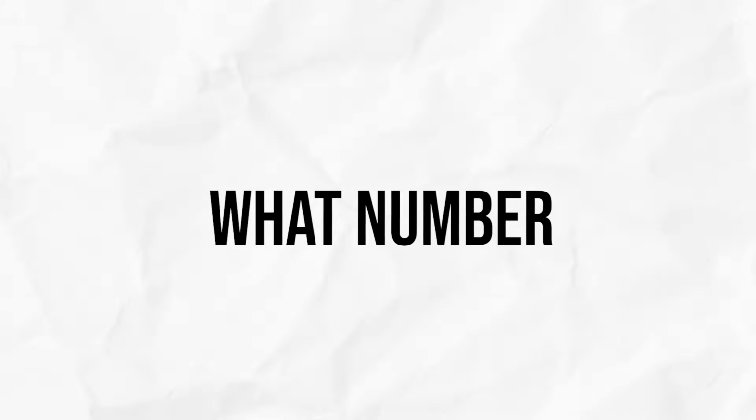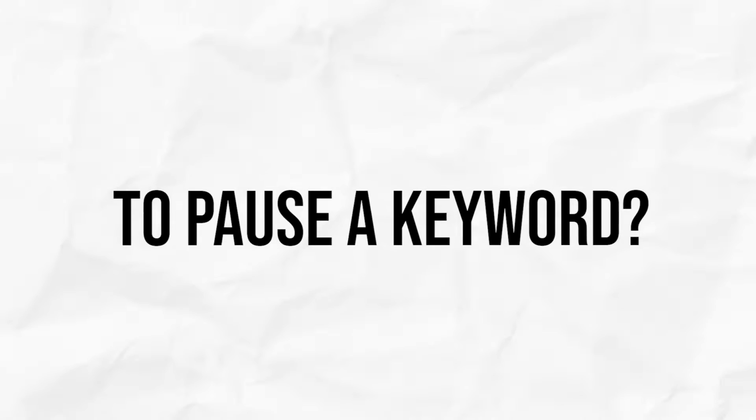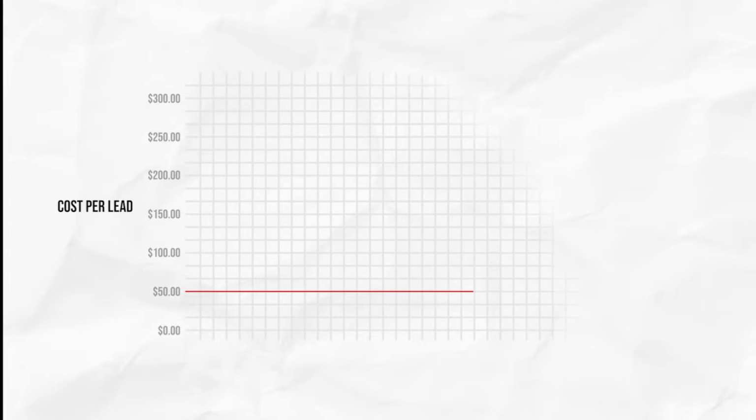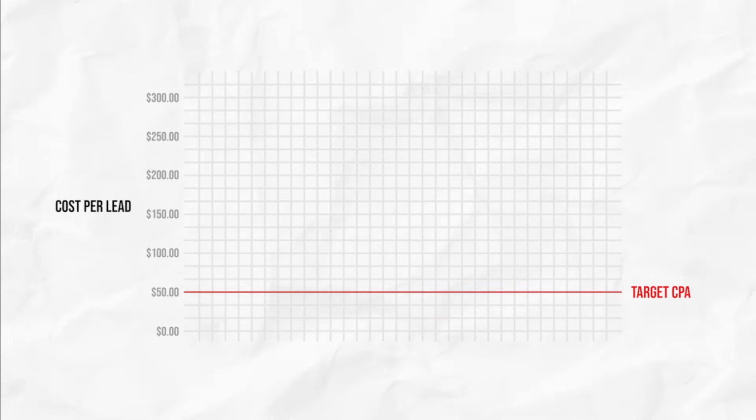But let's assume that you want a cost per lead of $50. That's what you can afford to pay. That's nicely profitable, and that's your target. And you're going through, you're assessing your keywords. At what point, what number do you decide to pause a keyword? I would say that the cost per lead for that keyword needs to be at least double and often closer to 3 times what your target CPA is in order for you to go, this is too expensive, let's pause it.